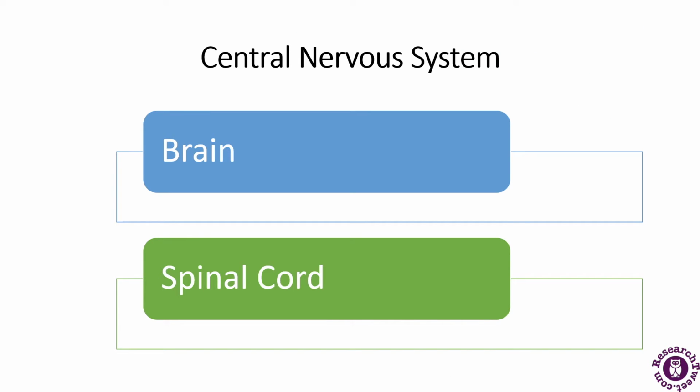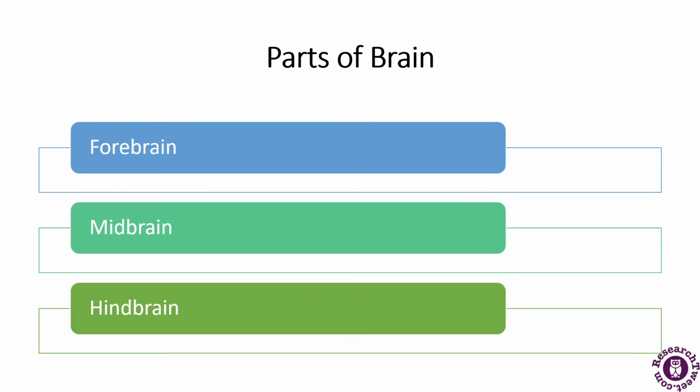Now the central nervous system, as depicted in the previous diagram, is further divided into the brain and the spinal cord. I will talk about the brain in detail and then the spinal cord. Next we will discuss the parts of the brain. The brain has been divided into the following parts. What are these parts? Forebrain, midbrain and hindbrain. These are the three parts into which the human brain is divided.